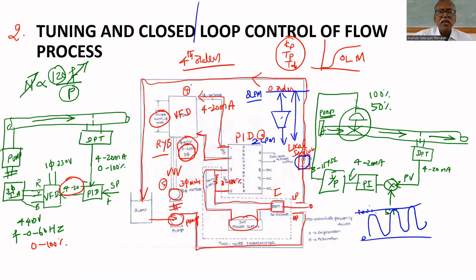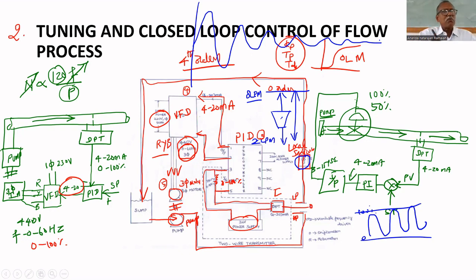It may settle. It goes like this. Finally it will settle. So it is not sustained oscillation. The poles are not on the J omega axis. If it goes to 8 LPM and 2 LPM continuously, that is called sustained oscillation.